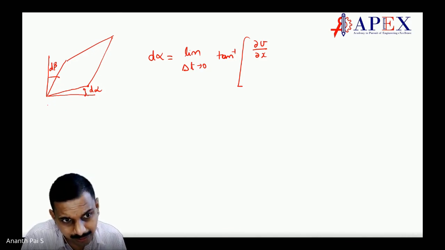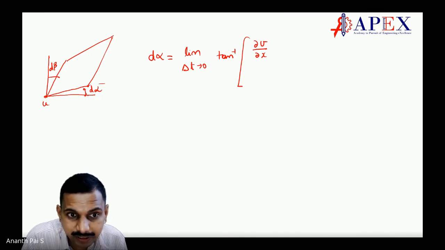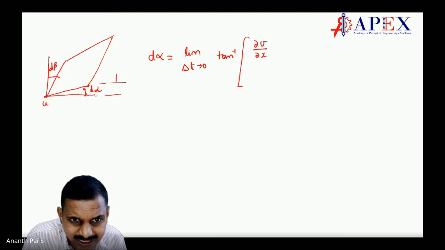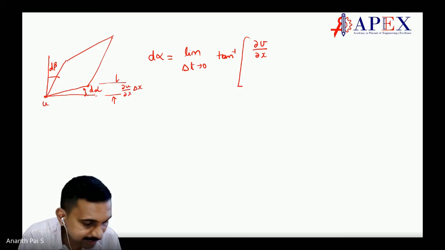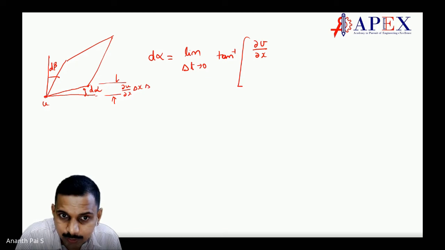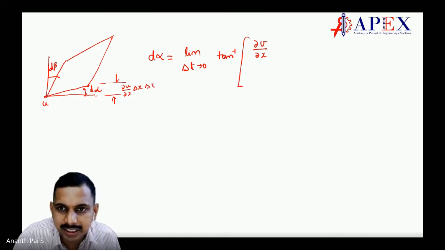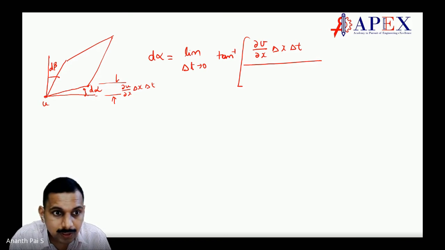Observe again. Here it was u, and what it moves up is v, correct? So this distance, when you consider, is dou v by dou x into delta x. Agreed? So dou v by dou x into delta x delta t, because how much time it has taken is also important. Agreed, students? Divided by the original length.